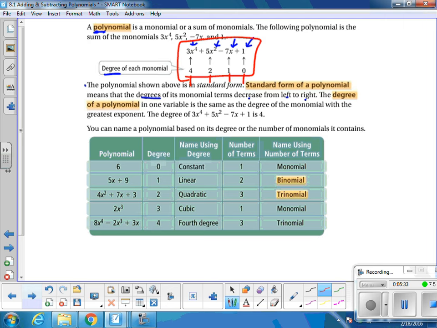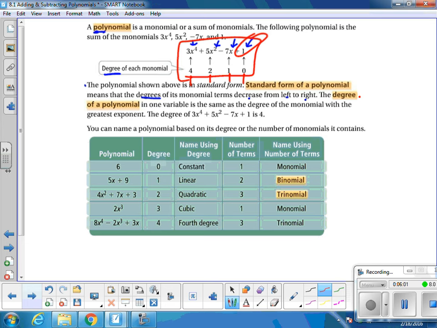And usually the last term in your polynomial is the one without a variable because the degree is 0. Okay, and we'll practice that a little bit. The degree of a polynomial in one variable is the same as the degree of the monomial with the greatest exponent. So for the degree of each monomial, you look at the exponent in each term to determine what order to put it in.